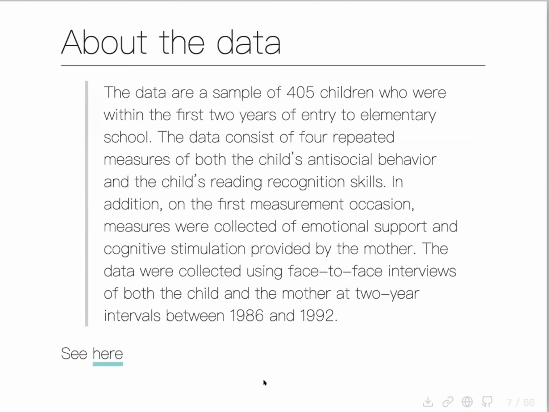This is data from a multi-level modeling book, and it's just something I found online. There are 405 children who are in the first 2 years of elementary school. So it's a repeated measures design. We have 4 repeated measures for every student, and we're looking at antisocial behavior and children's reading recognition skills.